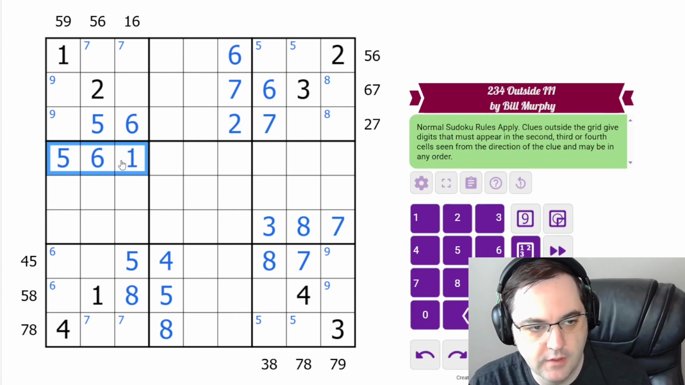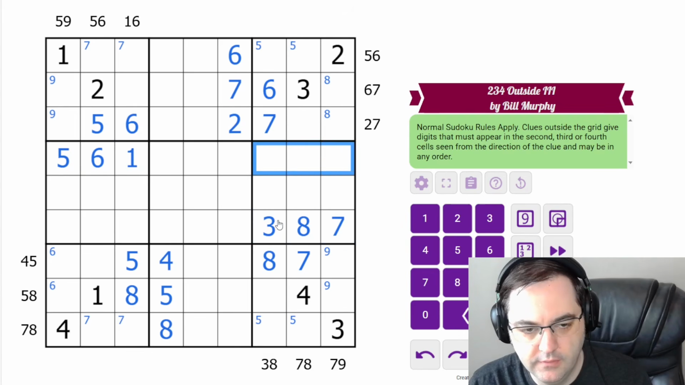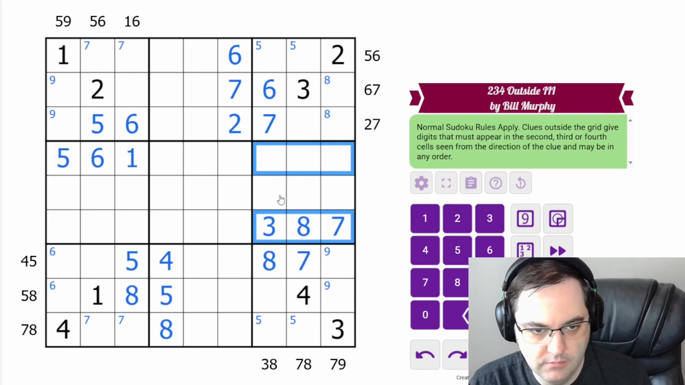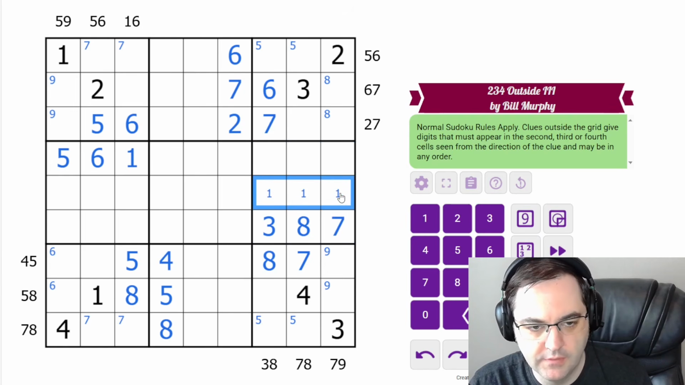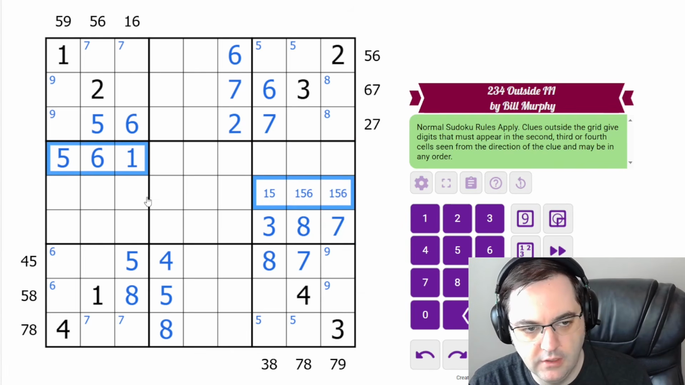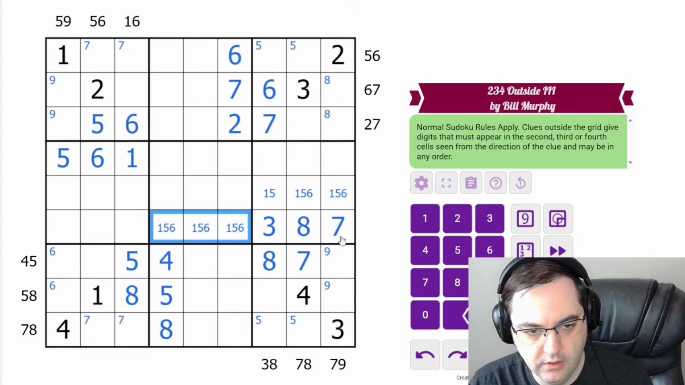So let's think about the 5, 6, 1. Where does 5, 6, 1 go in this box? They can't go in these cells, and we already have these cells filled with 3 other digits. So the 1, 5, 6 must go here. And if 1, 5, 6 is here and here, then it must also go here.